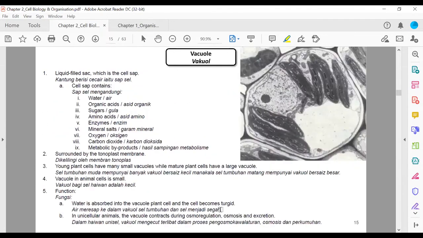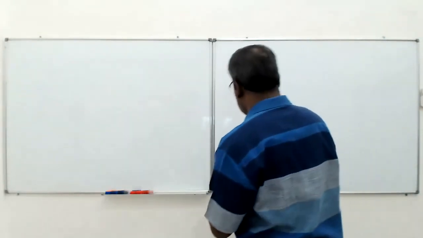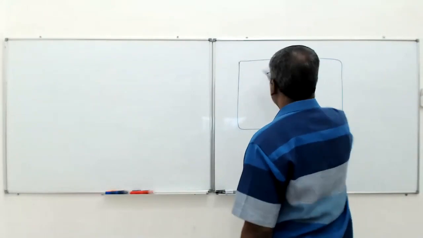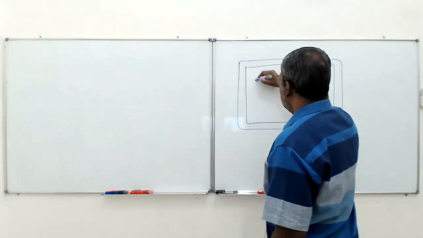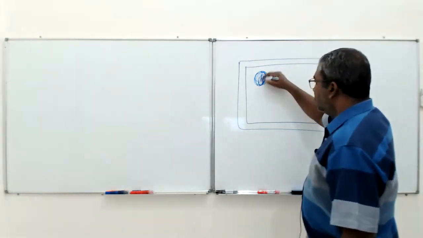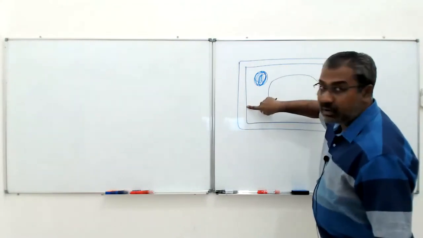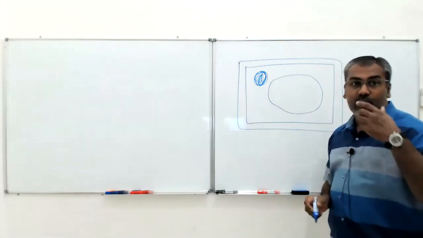Tetapi bagi cell wall cirinya adalah fully permeable. So apa maksud fully permeable? Okay, let me explain. Fully permeable means, okay, this is the plant cell. We have the cell wall here, nucleus, vacuole. So this is cell wall. This is plasma membrane. Okay, this is plasma membrane. Ini ialah cell wall. So apa maksud fully permeable?